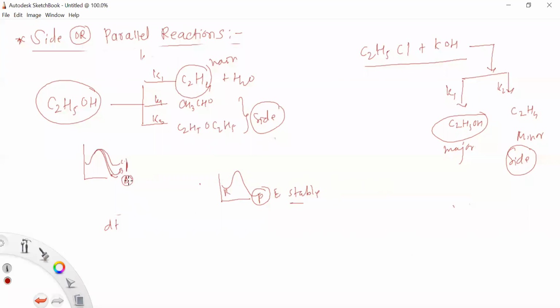So more less energy means it is more stable. This is a more stable product than these two. Therefore it is formed in a minor amount, and therefore it is called a side or parallel reaction. So this is exactly the kinetics which happens in this case. Okay, so therefore this is the main product and this is the side product or side reactions, and therefore the kinetics for the rate of reaction for this one is different: K1, K2, and K3.